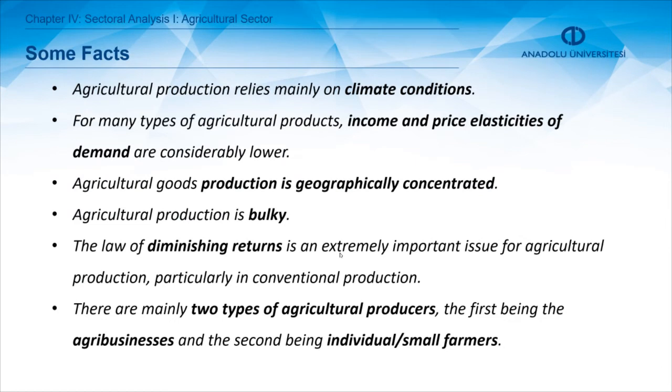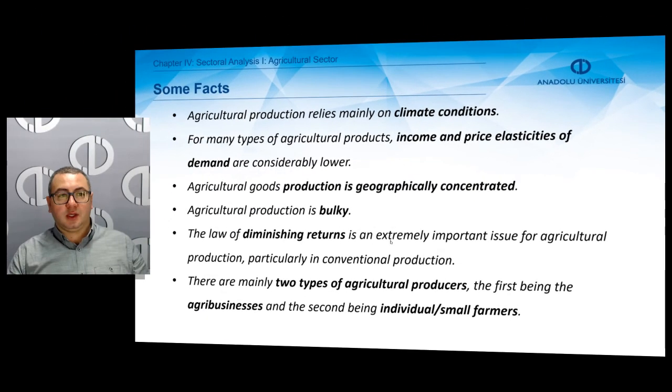And the second one is about income and price elasticities of demand. These are considerably lower for agricultural products. So great changes in income or prices have only a little effect on the demanded quantity for agricultural products.